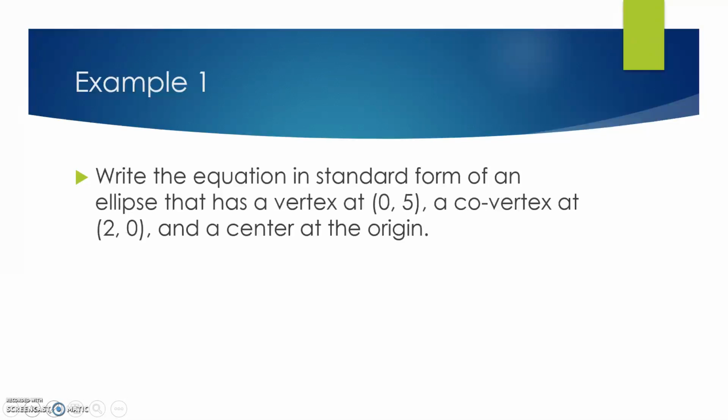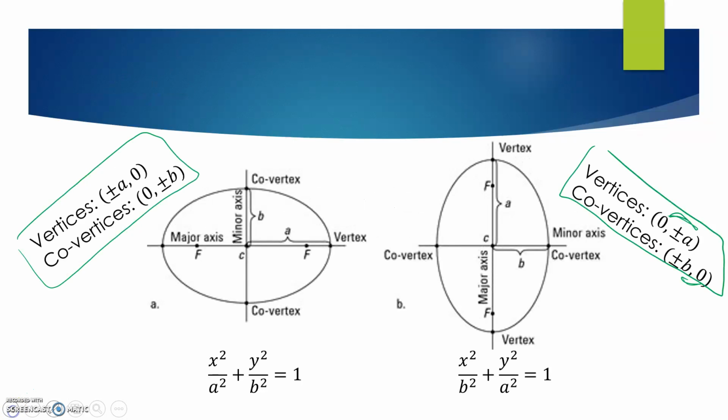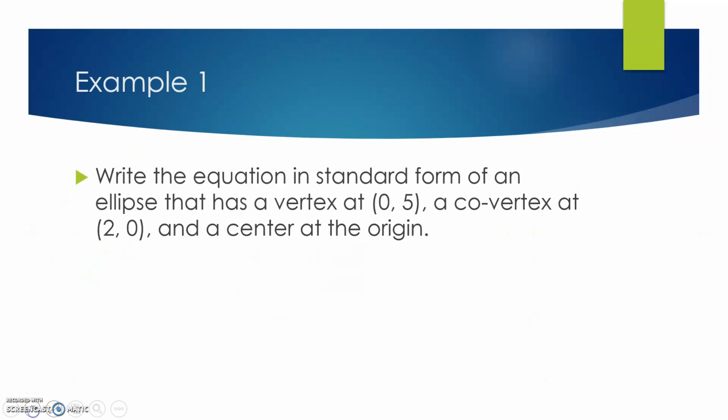Okay, write the equation in standard form of an ellipse that has a vertex at (0, 5), a co-vertex at (2, 0), and a center at the origin. So, if I look back here, I know that my vertices are, if they're at 0, plus or minus a, that means that it's going to be longer on the vertical axis. And so that's what I have here. My vertex is at (0, 5).